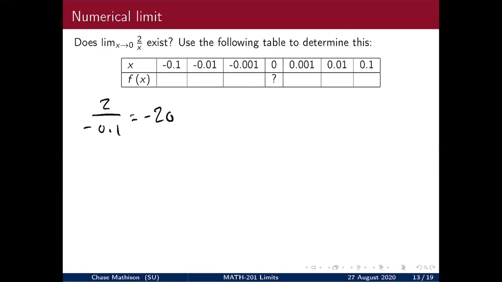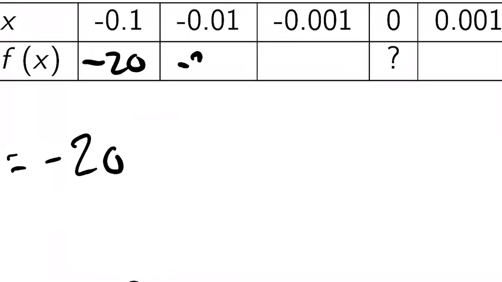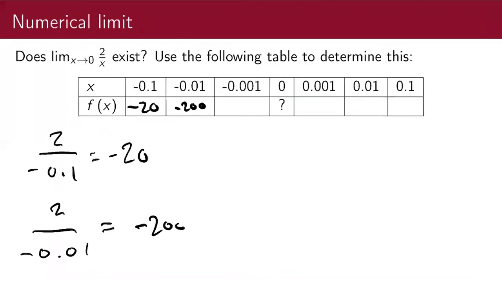I think I can actually write that in here if I write small enough. Boom. The next one I won't be able to. 2 over negative 0.01, well, 0.01, the reciprocal of that is 100, right? So this is negative 200. Boom.